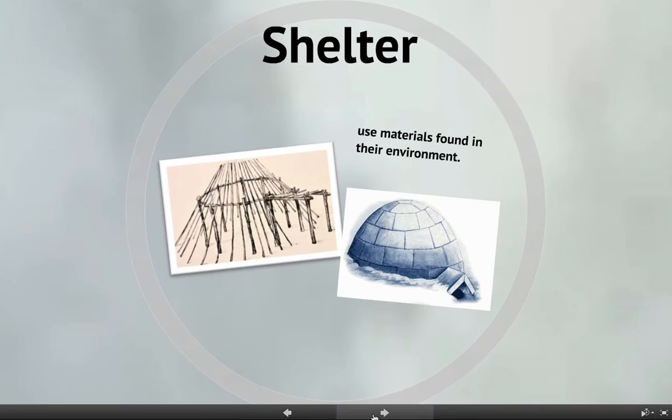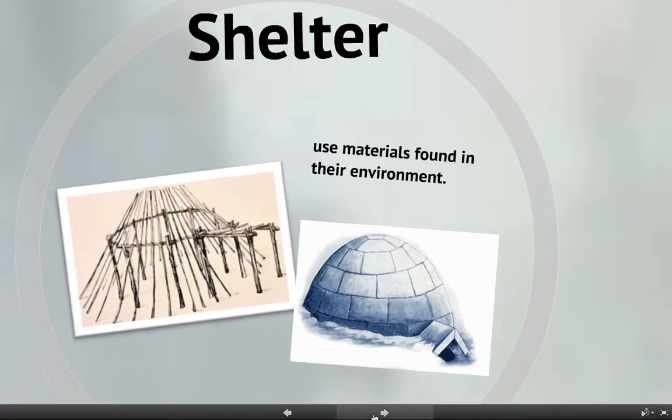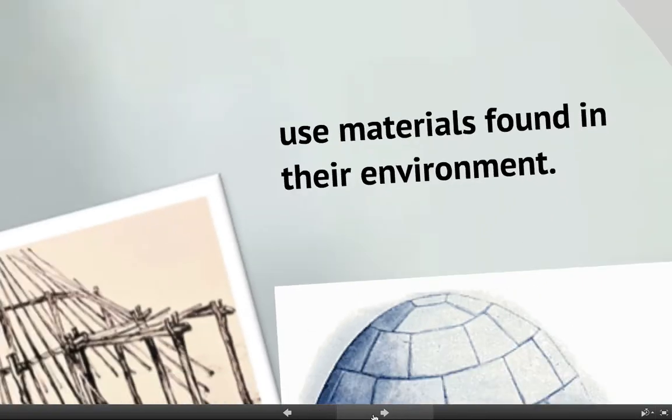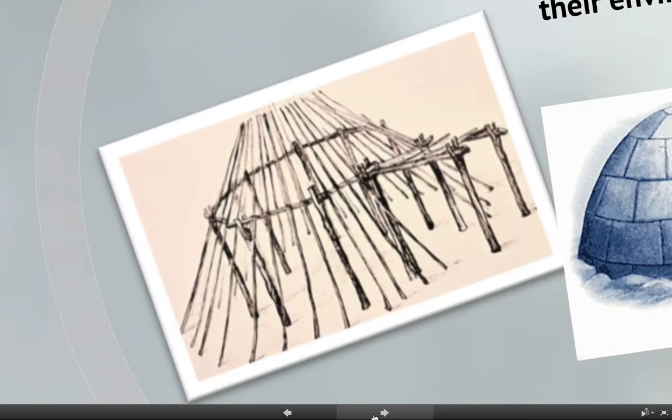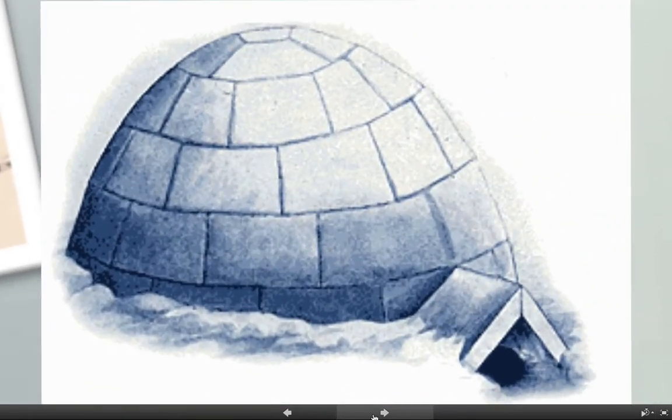Same thing goes with shelter, right? You use the materials found in your environment. If you live in a place with a lot of forests or a lot of wood available, you would build your shelters out of wood. If you do not have that available, use what's there. If you're in the Arctic, you might use snow, right, to make an igloo. That's the only thing that's really available to you there to make your shelter for you to survive.